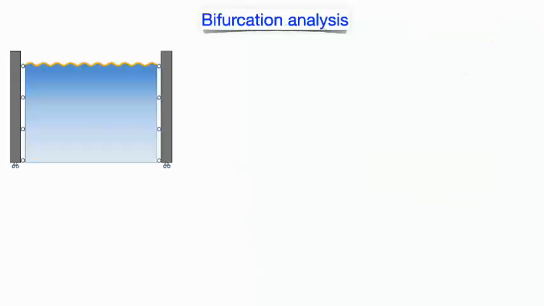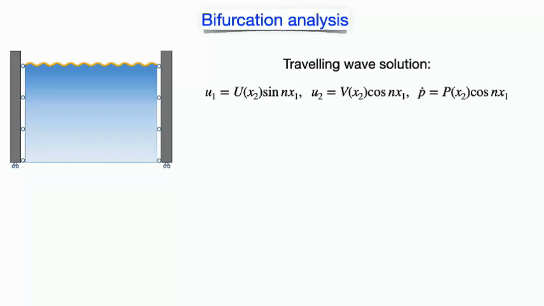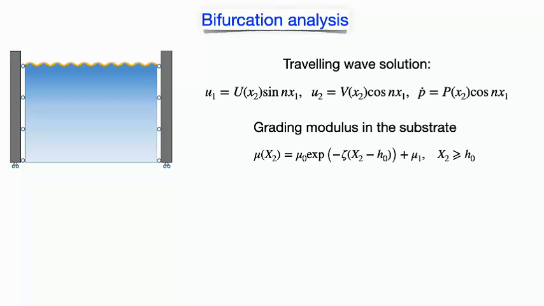And now we need to carry out the bifurcation analysis. Look at this, okay? You can see that it's sinusoidal waves, right? So we can look for a trigonometric wave solution in this form. And then, because the substrate is graded, this is an assumption: we assume that the modulus is changing exponentially in the substrate. So we have this. Mu0 is a constant, mu1 is a constant. Actually, mu1 is the modulus at infinity. And at the top surface of the substrate, the modulus should be mu0 plus mu1. If you just plug in x2 equals h0, you will obtain this.